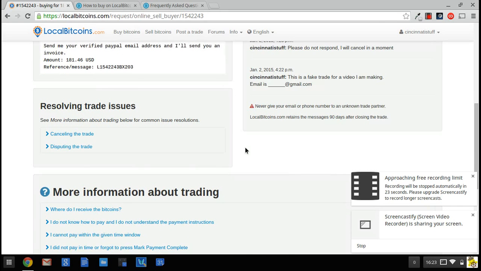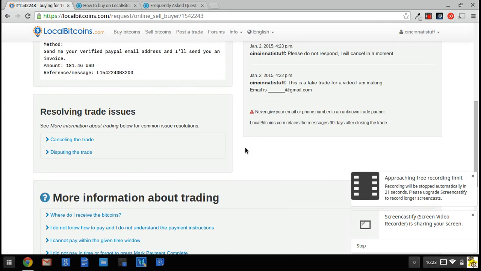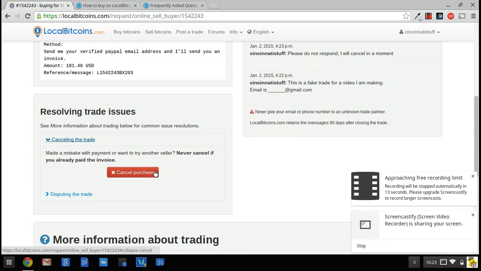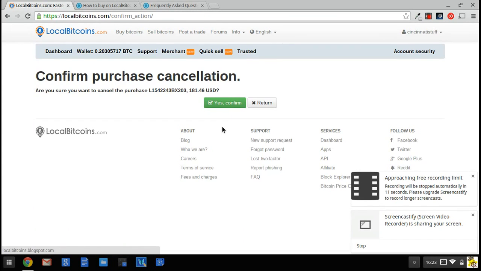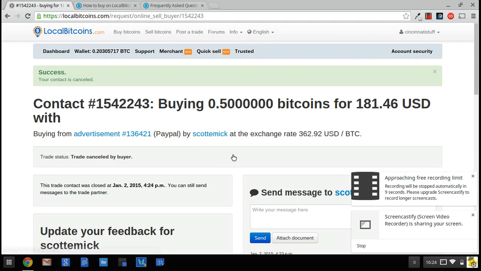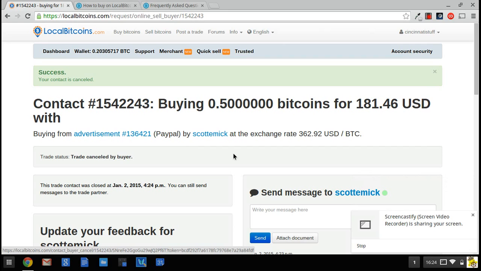In a few minutes, Scott is going to send you your Bitcoin. He's going to release, if you followed the terms and done things right, and send you your Bitcoin. And then if you want to cancel the trade, you click cancel and cancel purchase. Yes, confirm. And that is how you do a trade on localbitcoins.com.